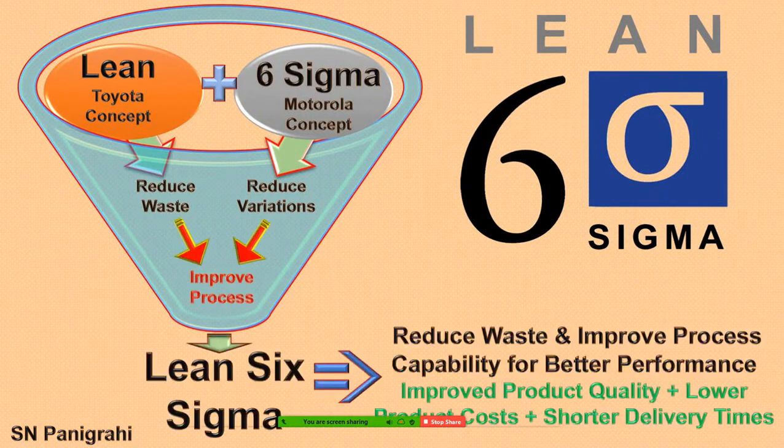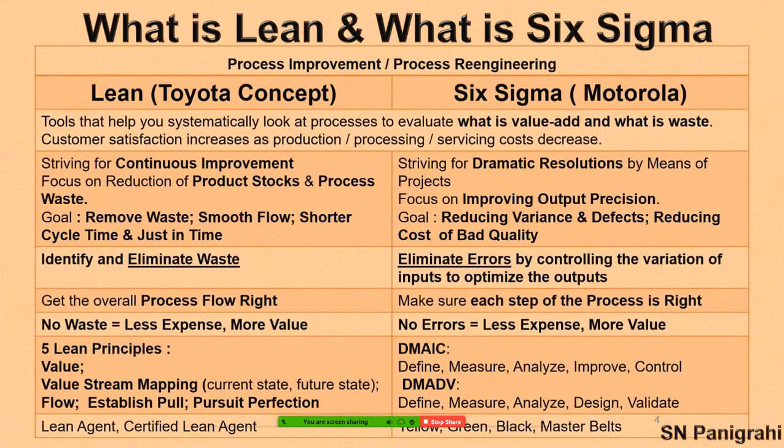So Lean Six Sigma is primarily targeting the reduction of waste, improving the process capability for better performance and improved product quality, lowered product cost and shorter delivery times. So this is what Lean Six Sigma brings about.